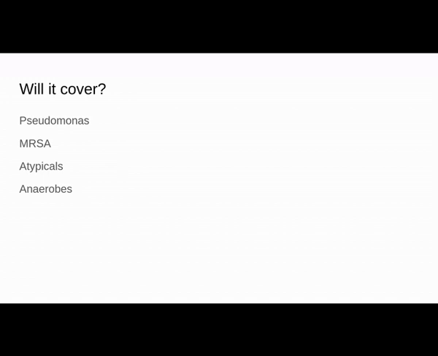Now that you know the spectrum of antibiotics, you have to be able to go backwards as well. You're given an organism at a particular site, and you should be able to list off the antibiotics that will treat these. It's a favorite quiz for residents and interns to ask what covers Pseudomonas and MRSA. So be prepared. Atypicals and anaerobic coverage also come up a lot in practice, so it'll be wise to be familiar with these as well.